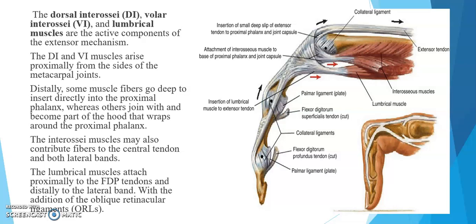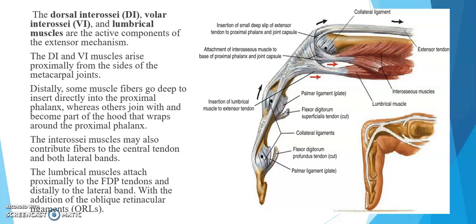The dorsal interosseous and volar interosseous muscles arise proximally from the sides of the metacarpals. Distally, some muscle fibers go deep to insert directly into the proximal phalanx, whereas others join with and become part of the hood. So the attachment is basically to the sides of the proximal phalanx as well as to the expansion hood. The interosseous muscles may also contribute fibers to the central tendon and both lateral bands.